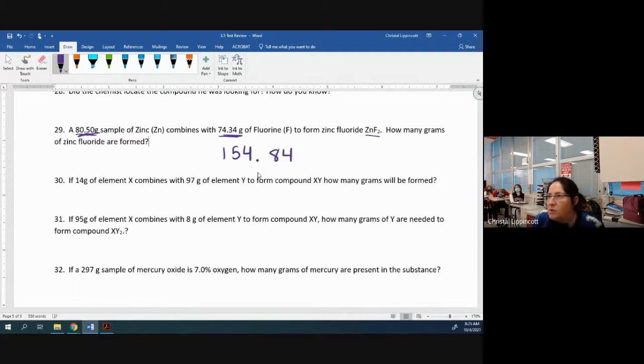And so that's 154.84 grams of ZnF2. All right, here we've got 14 combining with 97. They're asking how many grams form with this one. So 14, 97. I ended up with 111 grams of XY.